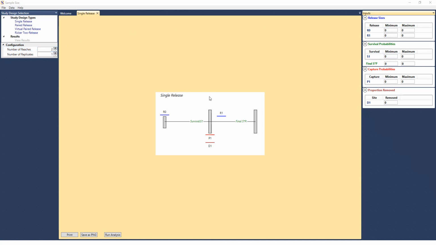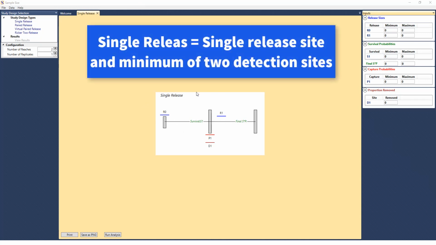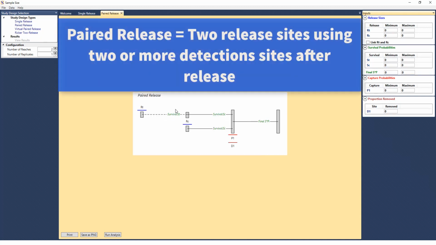Now let's look at the 4 study designs implemented in Program SampleSize. I have up here a single release. A single release entails a single release site and a minimum of 2 detection sites used to estimate survival from one release to another. If I press this button here, paired release, I call up a paired release study design. Paired release involves 2 release sites or 2 releases separated by time using the same 2 or more detection sites after release. This design is used to estimate survival between the 2 release sites and to reduce any bias in survival due to the release process, i.e.